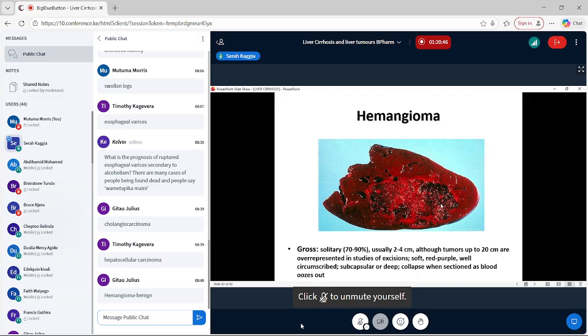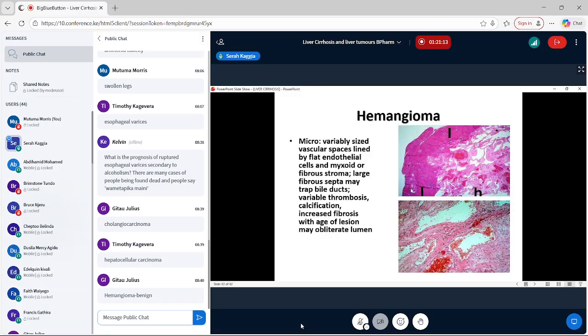Solitary is one. Usually 2 to 4 centimeters, like if you measured from here till here. Although you can have very large tumors, even more than 20 centimeters, okay? So it's, as you can see, soft, red, purple. Okay, as I said, well capsulated, circumscribed. If you cut it, it will ooze out blood because it has blood inside it. It's a hemangioma, you know.